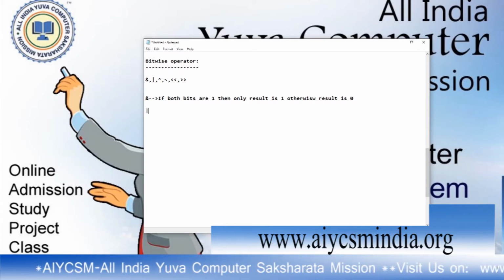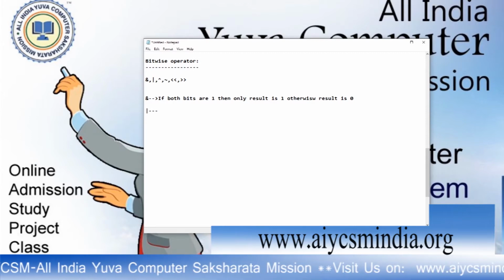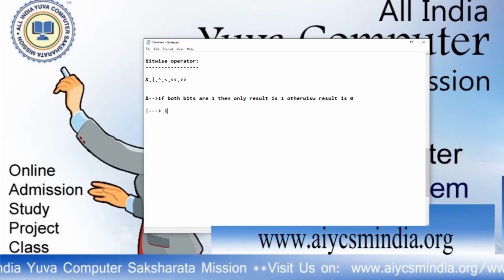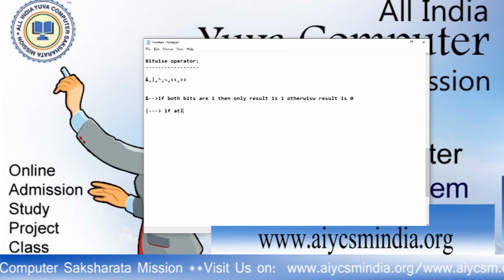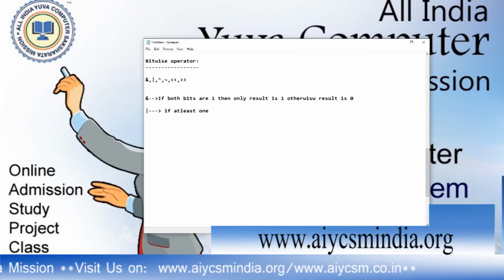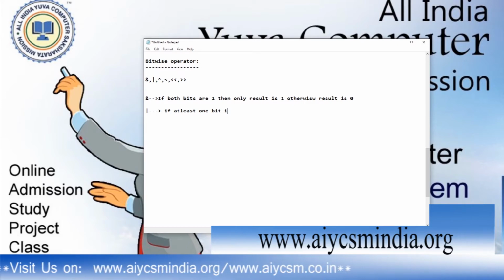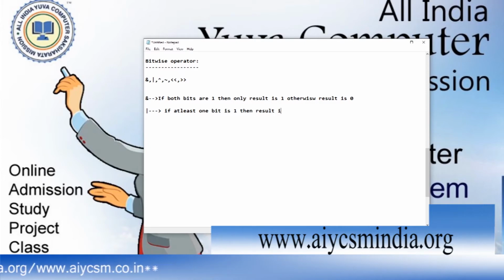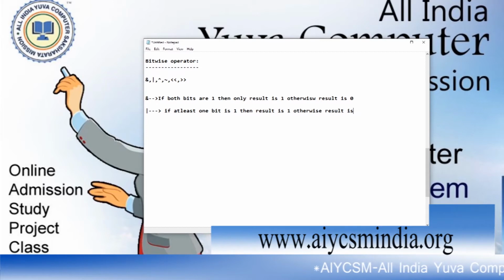For bitwise OR, if at least one bit is 1, then the result is 1, otherwise the result is 0.